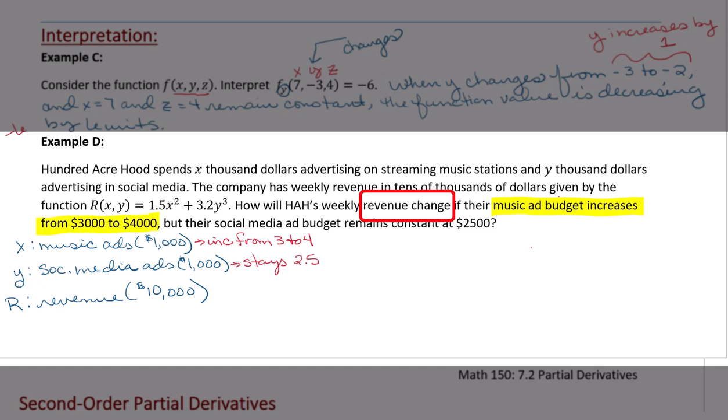That means we're going to want to find the derivative of the revenue function with respect to X, which is the music ads, X and Y. So we look back up here at that revenue function with respect to X, we would get 3X, but the Y would be treated as a constant, so it would be 0.